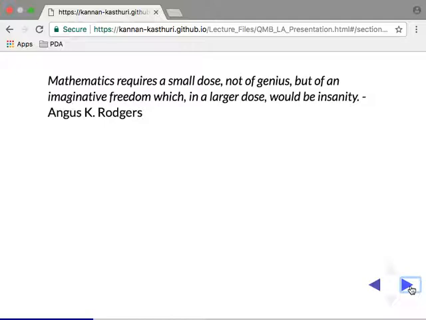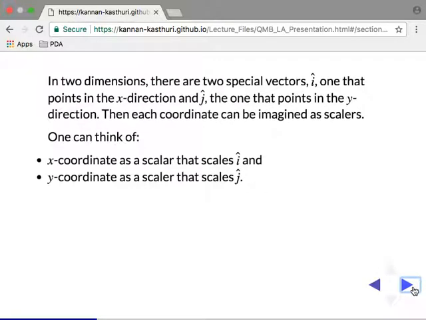Okay, so this is a nice quote. Mathematics requires a small dose not of genius but of imaginative freedom, which in larger dose would be insanity. In two dimensions there are two special vectors. One you can think of as pointing in the x direction and the other that points in the y direction. And you can think of the x coordinate as a scalar that scales this i vector, and the y coordinate as a scalar that scales the j vector.